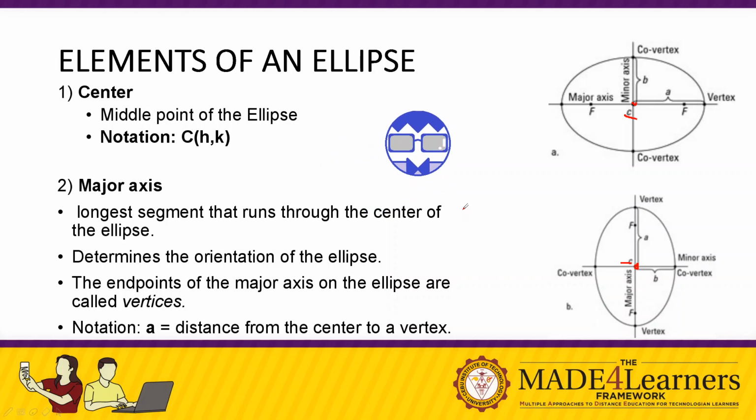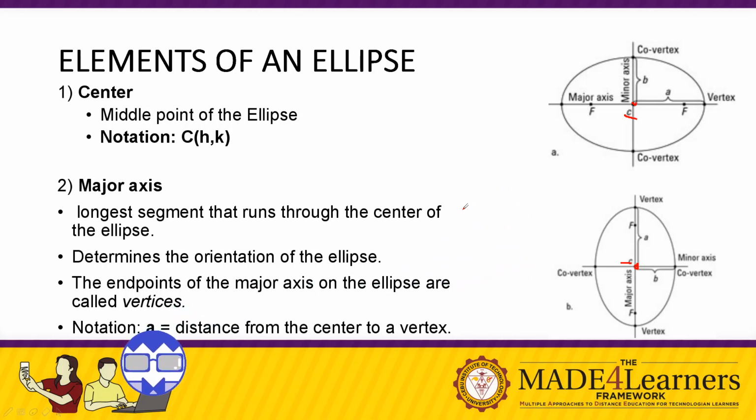The second element of the ellipse is the major axis. The major axis is the longest segment that runs through the center of the ellipse. It determines the orientation of the ellipse. Either it's horizontal, just like this, or vertical, just like the second image here. The endpoints of the major axis on the ellipse are called vertices.